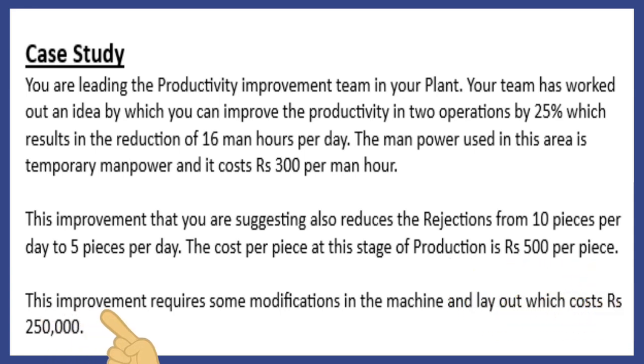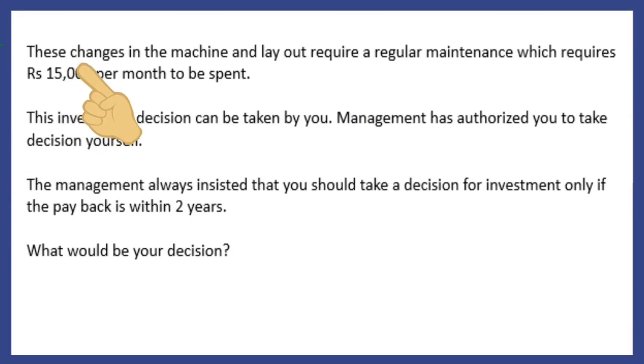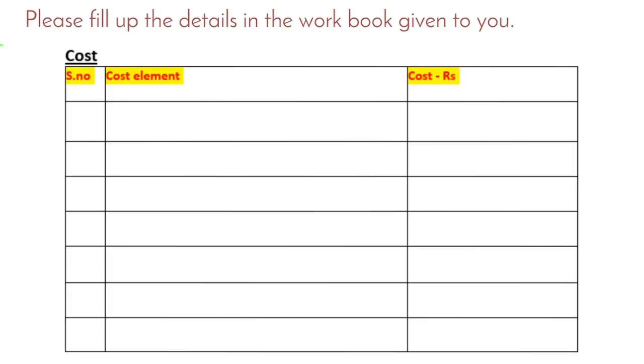This improvement requires some modifications in the machine and layout, which costs rupees 2,50,000. These changes in the machine and layout require a regular maintenance, which requires rupees 15,000 per month to be spent. This investment decision can be taken by you. Management has authorized you to take decision yourself. The management always insisted that you should take a decision for investment only if the payback is within 2 years. What would be your decision? Please fill up the details in the workbook given to you.